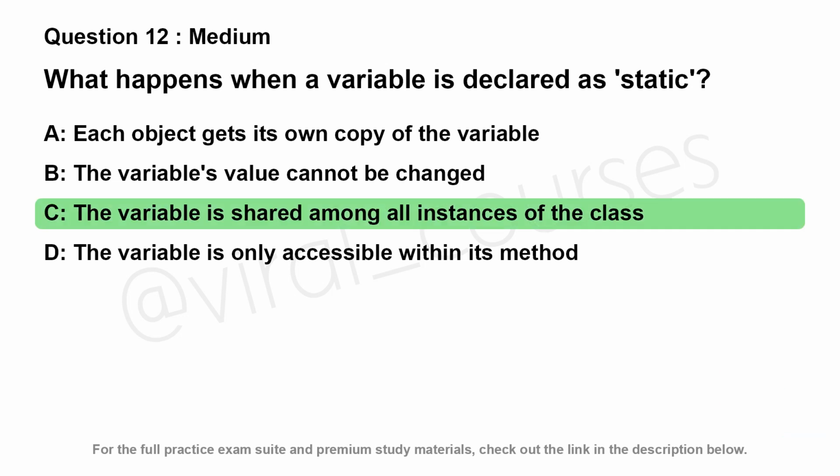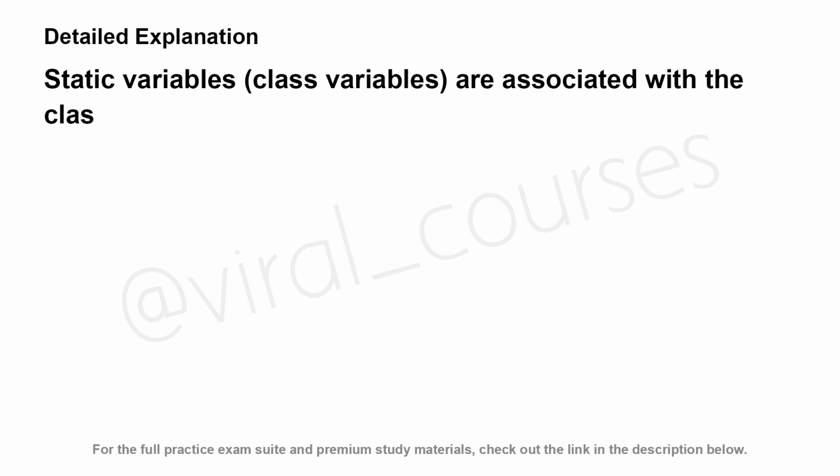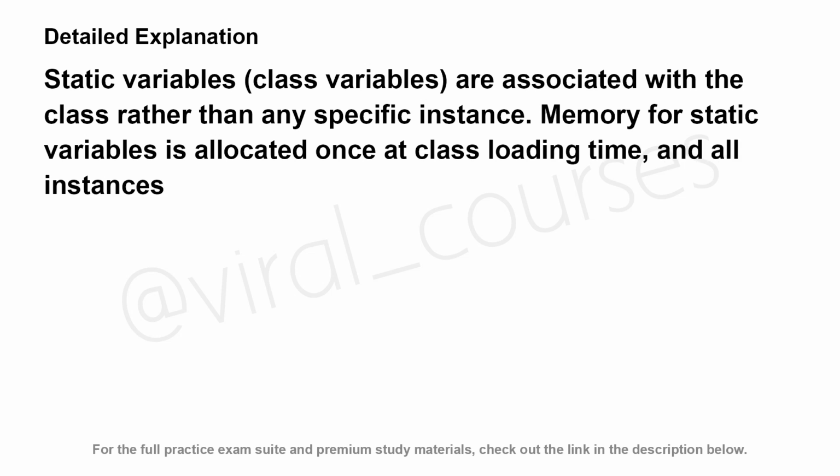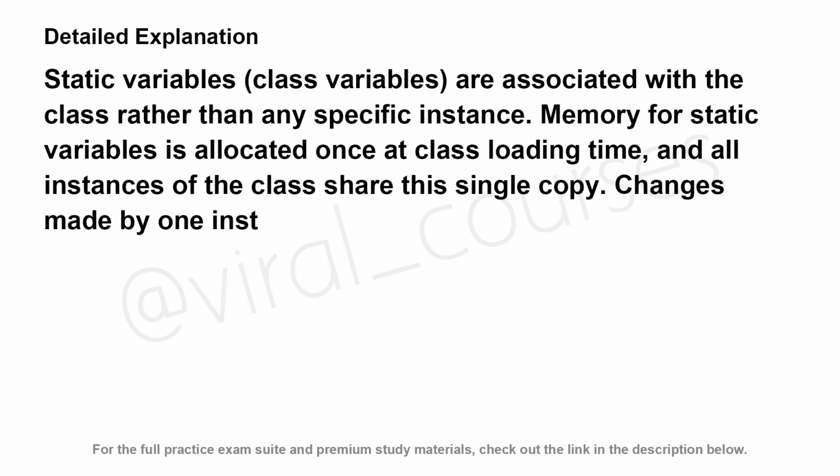The correct answer is C. Static variables, class variables, are associated with the class rather than any specific instance. Memory for static variables is allocated once at class loading time, and all instances of the class share this single copy. Changes made by one instance are visible to all others.